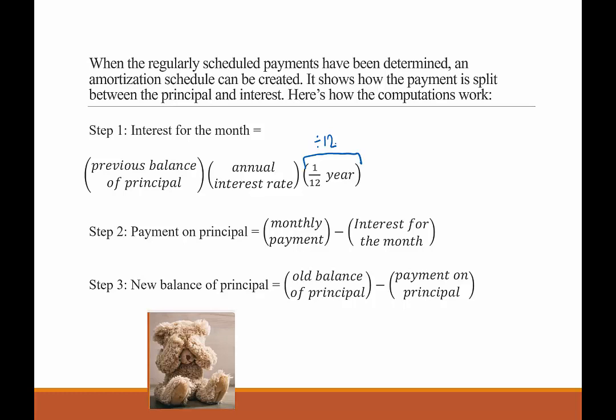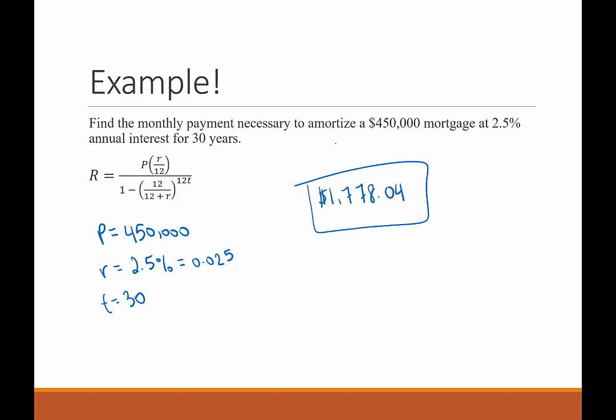The payment on principal will be your regular monthly payment minus the interest for the month that we calculated in step 1. Then in step 3, the new balance of principal, so we're going to take that old balance of principal, or the previous balance of principal, and subtract the payment on the principal that we calculated in step 2. And that's going to be the new principal, and then we repeat this process month after month.